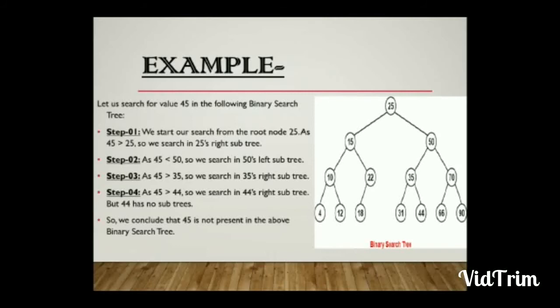The right subtree of 35 contains 44, which is less than 45. But to move further, we need a subtree, and 44 does not have one. So we conclude that 45 is not present in the binary search tree. Hence our searching is done.